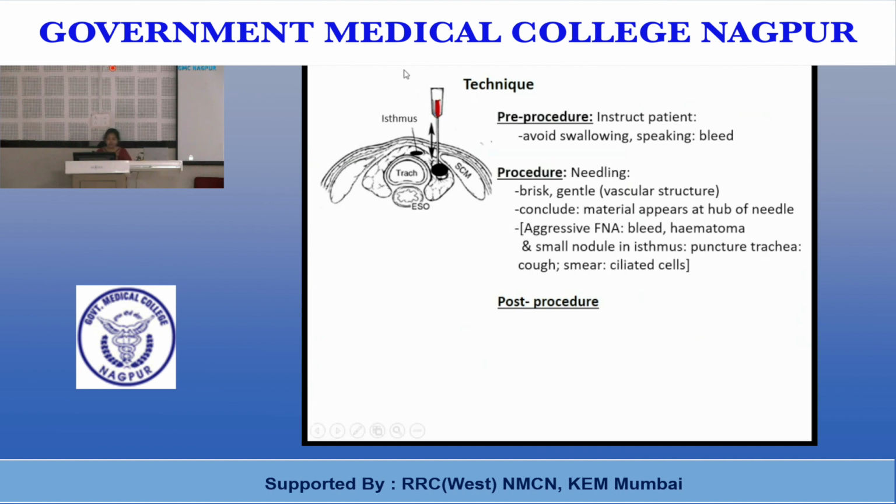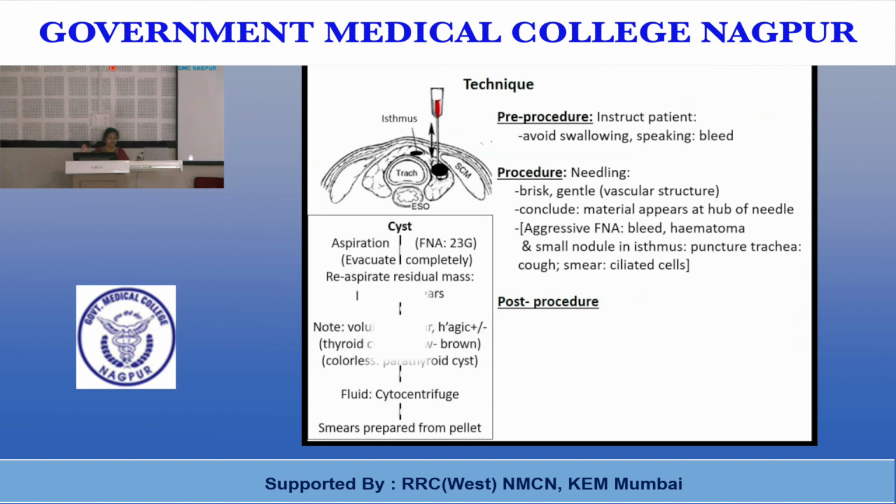But if the nodule is small and situated in the isthmus, you will go down, you will puncture into the trachea, the patient will cough, so you will pull out the needle, and all we get in the smear is ciliated columnar cells.